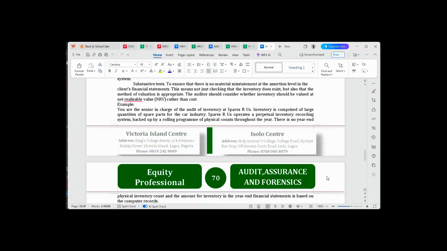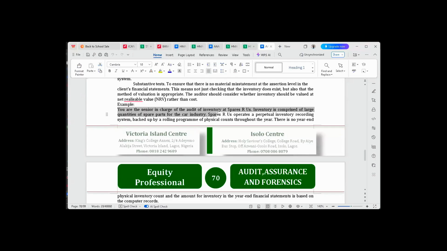So we have an example here that we can use to further explain what we mean by it, like a typical ICAN question that can be used to explain what we mean by substantive procedure in inventory, okay? So you're a senior in charge of audit of inventory as spares are lost. Inventory is comprised of large quantity of spare parts for the car industry.